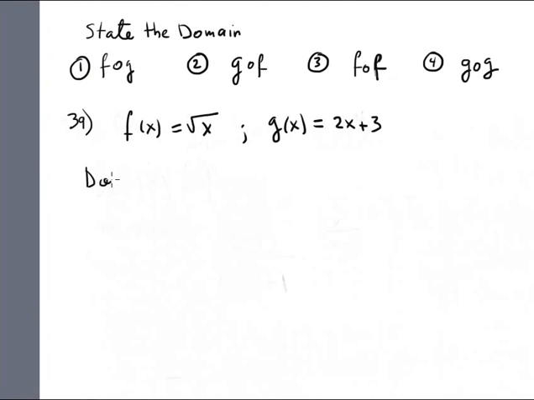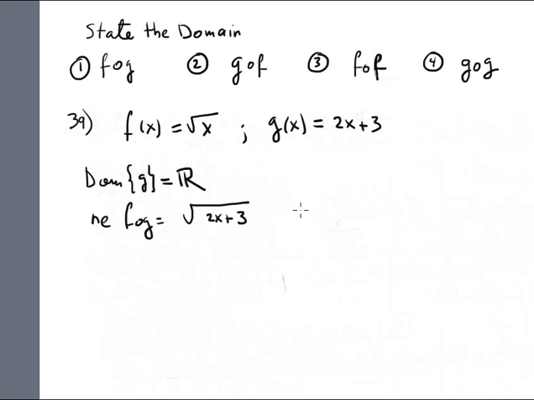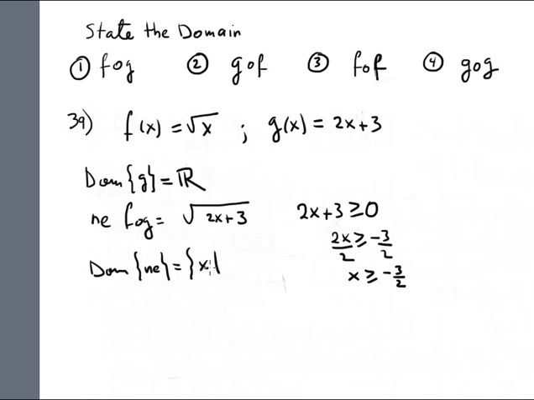Domain of g. It is obvious that it is all real numbers. New expression: f composition g is the radical of 2x plus 3. Then, for finding the domain of this, you copy the expression inside, which must be non-negative. So 2x is greater than or equal to minus 3; divide by 2 on both sides, x is greater than or equal to minus 3/2. Okay, now the domain for the new expression is all real numbers that satisfy this condition, x greater than or equal to negative 3/2.